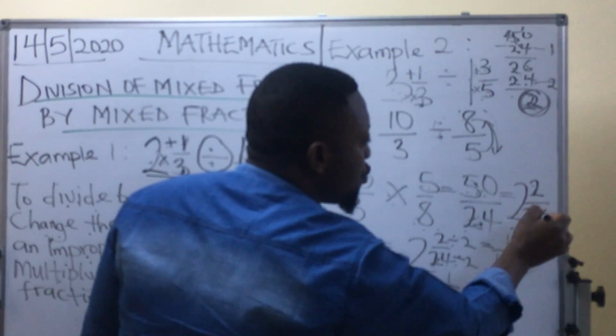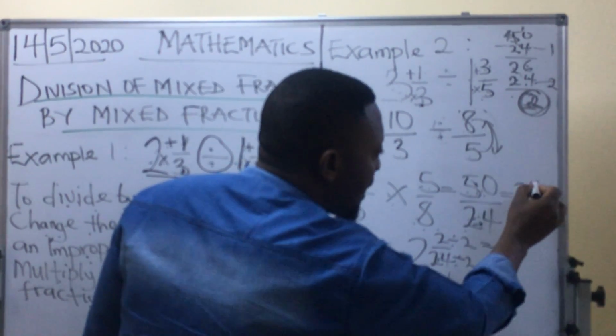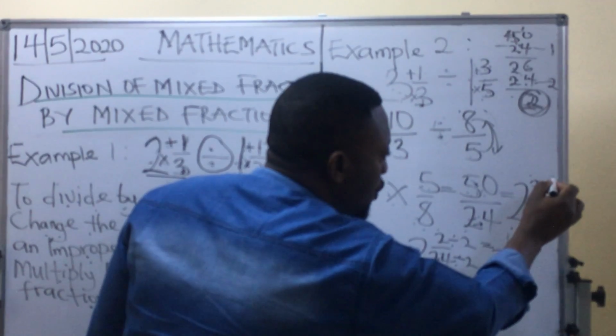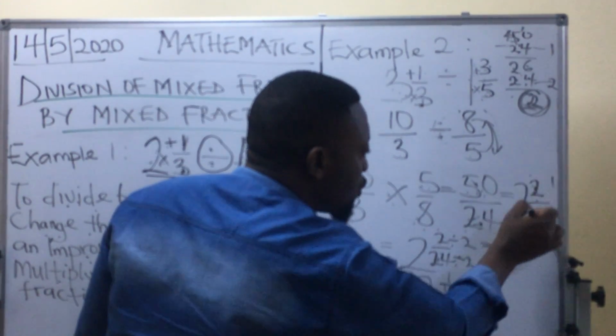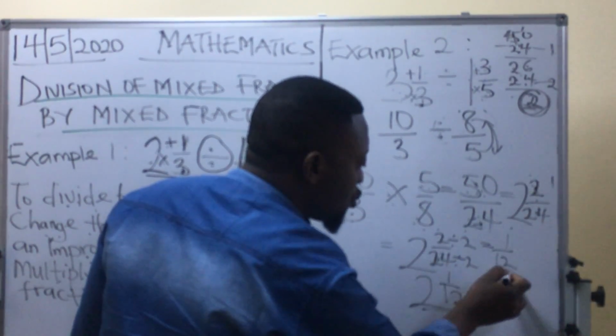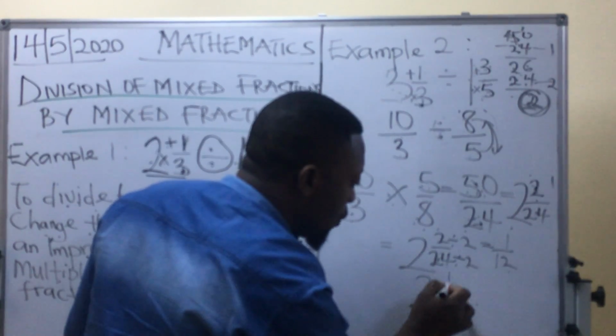But because these two numbers can be divided, that is why I said 2 is going to divide 2 to give us 1. That's what I did here. Then 2 is also going to divide 24 to give us 12. So we have 2 whole number 1 over 12.